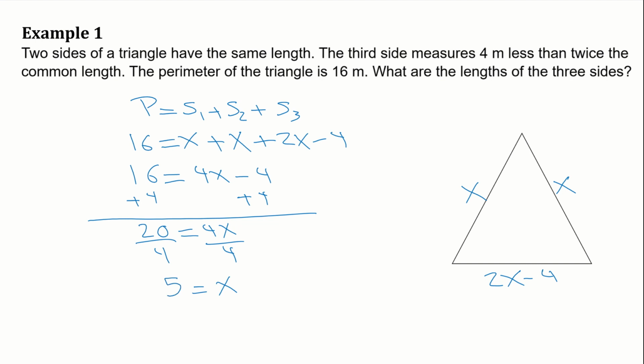So now we have to make sure we're answering the question asked. What are the lengths of the three sides? So we don't just want that length, we want this length as well. But that's easy because that's just going to be 2x minus 4, which now we're going to use 5 for x, so we get 2 times 5 minus 4, so we get 10 minus 4, which is 6.